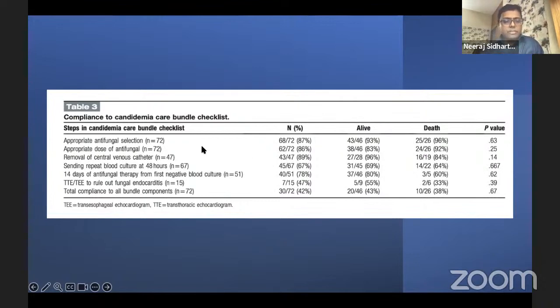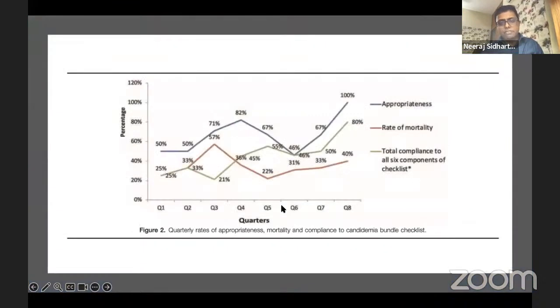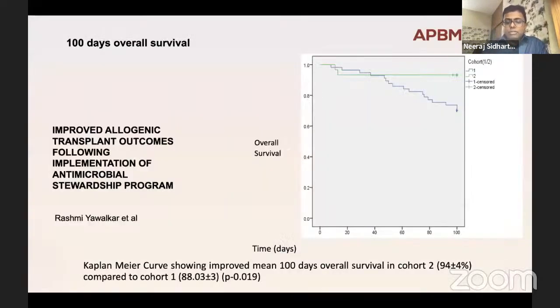Most of the compliance was for antifungal selection and the appropriate dose of antifungal. Removal of the central venous catheter was also complied with. Sending a repeat blood culture at 48 hours was less complied with. Continuing 14 days of antifungals was more complied with. Doing a transthoracic or transesophageal echo had 50% compliance, and the total compliance of all the points was just less than 50%. This is how you can see the different quarters in which the appropriateness and the mortality rates changed. So much for the antifungal stewardship that we had.